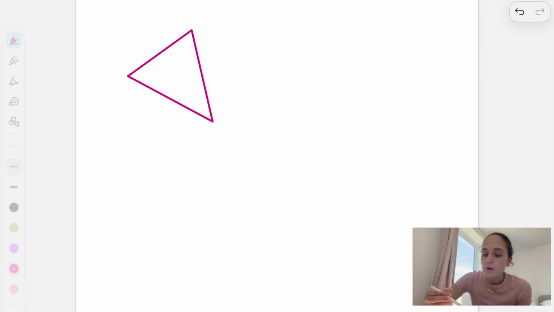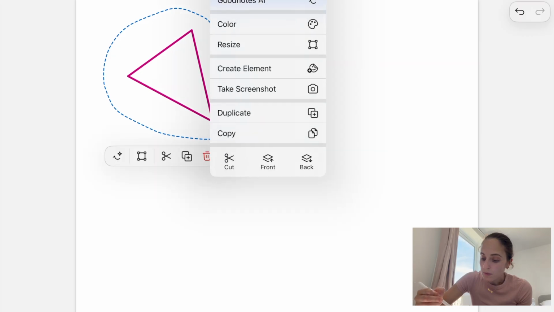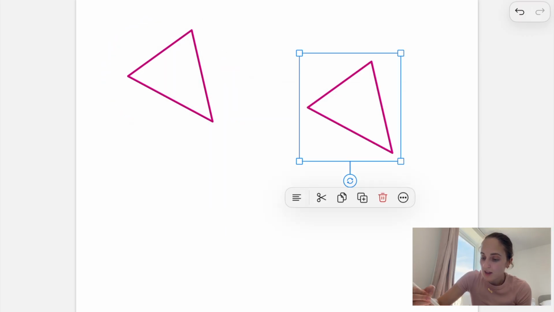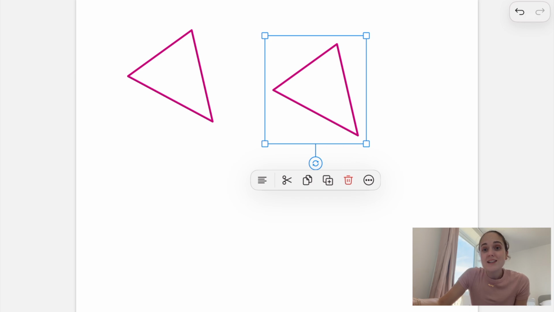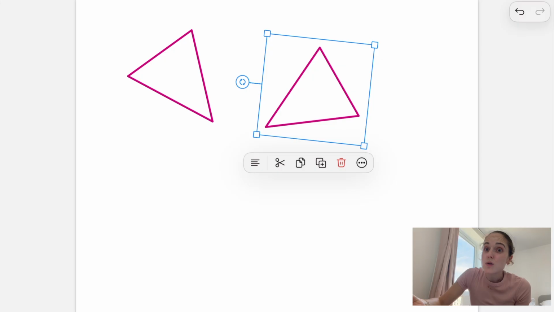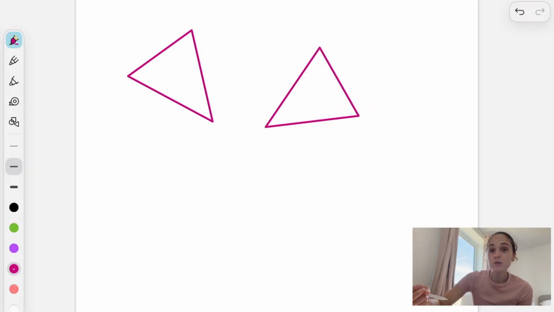If I have this triangle and I want to draw a triangle congruent, I'm just going to simply take this triangle, copy and paste. Now I have another triangle, and this triangle is exactly the same, so it's congruent. If I decide to rotate this triangle, it's still congruent, it's just been rotated. So congruent triangles are triangles that are mathematically exactly the same. One of them might just be flipped, rotated, or moved around a little bit, but the sides are exactly the same and the angles are exactly the same.